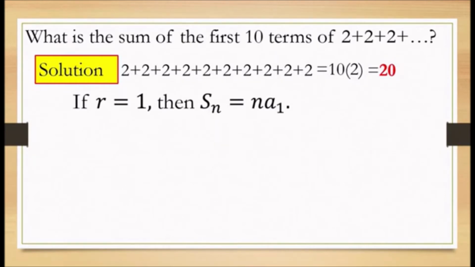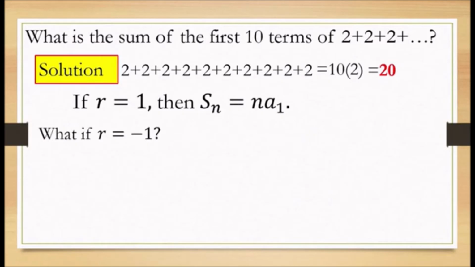So, remember that n is the number, then S sub n is equal to n times a sub 1. Thus, n is the number of terms we are looking for, and a sub 1 is the first term. So just take note of these notations or variables. So again, if r is equal to 1, then S sub n is equal to n times a sub 1, where n is the number of terms and a sub 1 is the first term. So what is this S sub n? S sub n is the sum of the terms in a given sequence. So if that is geometric, S sub n refers to a geometric series.